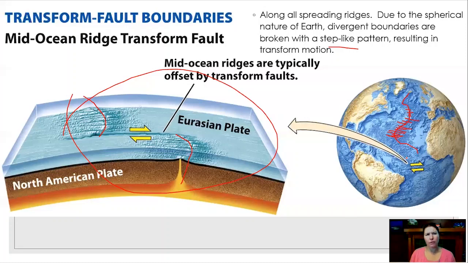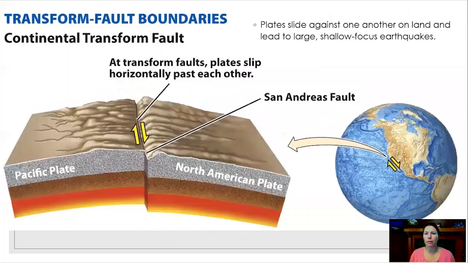What are we talking about now? Transform fault boundaries. All right. Okay, on land. So this is a good example of the San Andreas Fault in Southern California. There's several others though. The North Anatolian Fault is a great example in Turkey, and we're actually keeping an eye on that one because we're expecting a huge earthquake to hit Istanbul in the next few years.